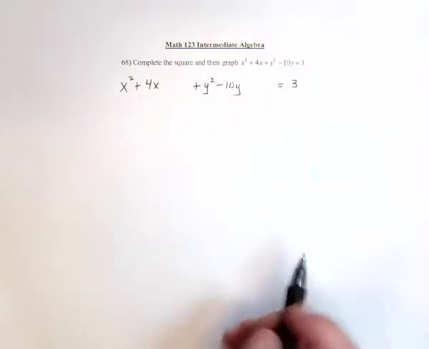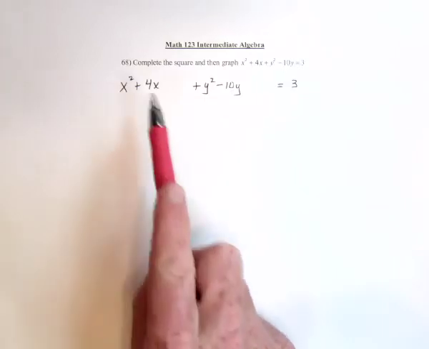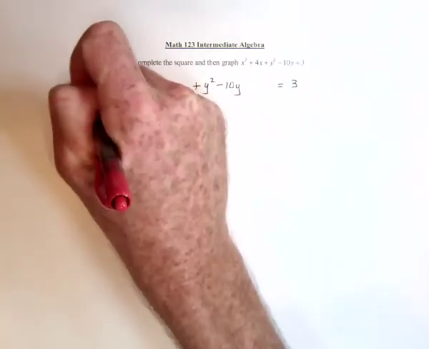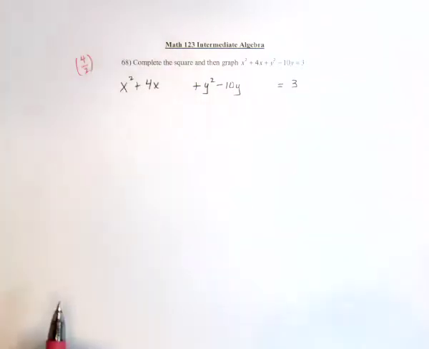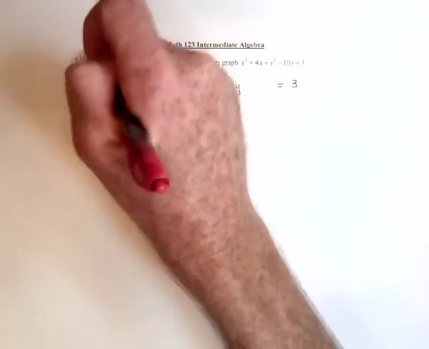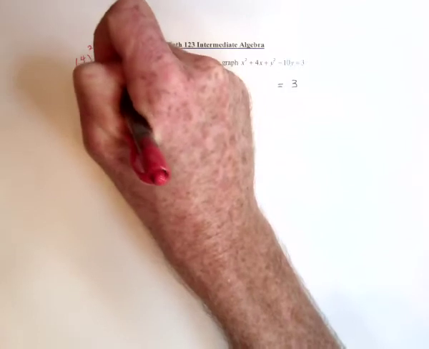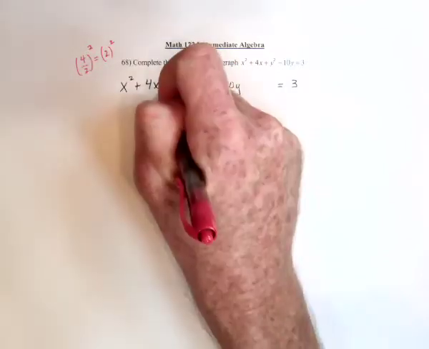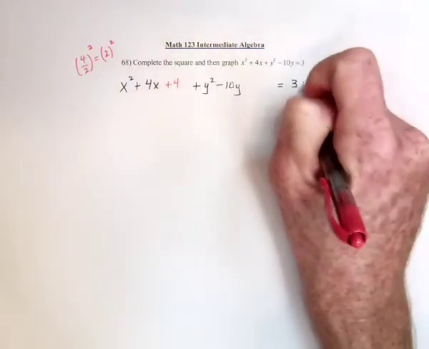So for complete the square, you take the b term, 4, cut it in half, over here on my scratch paper, and square it. So 2 squared would be a 4, so that means add 4 to both sides of the equation.